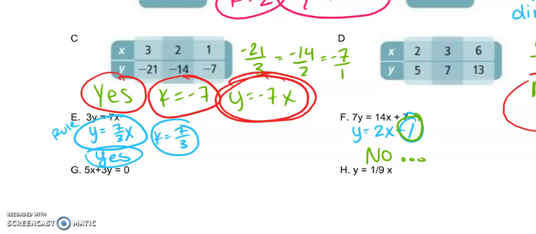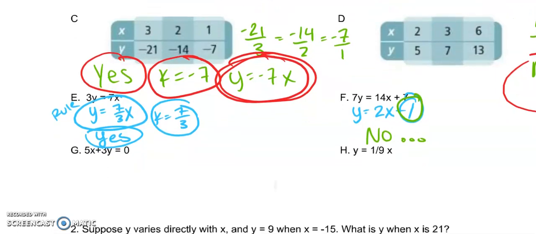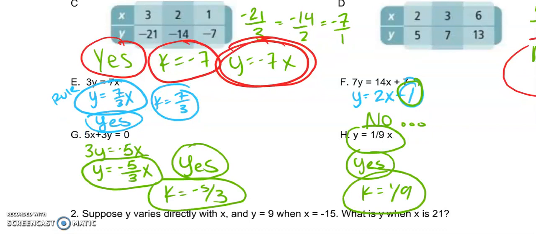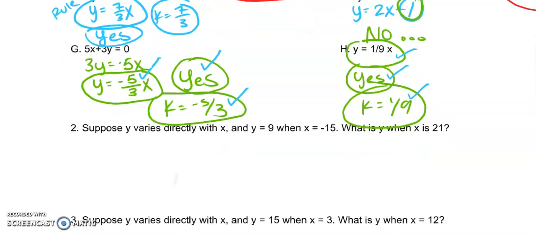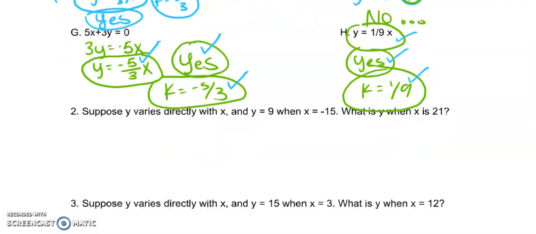I want you to pause it and work G and H and then check back. So both G and H worked. Remember, you're answering three things here. Yes, it worked, my function rule, and my k. Yes, it worked, my function rule, which was actually already given to me, and my k. Notice a lot of these have fractions that are k's. Some are negative, some are fractions bigger than 1, some are fractions smaller than 1. It doesn't matter. As long as it is y equals some number times x, I can multiply the same thing by x every time, not add anything to it, then it is direct variation.